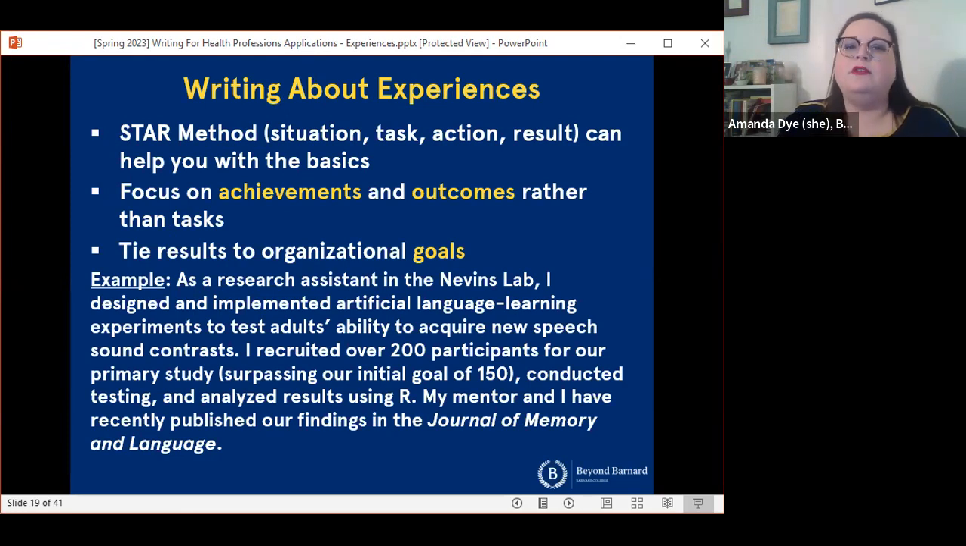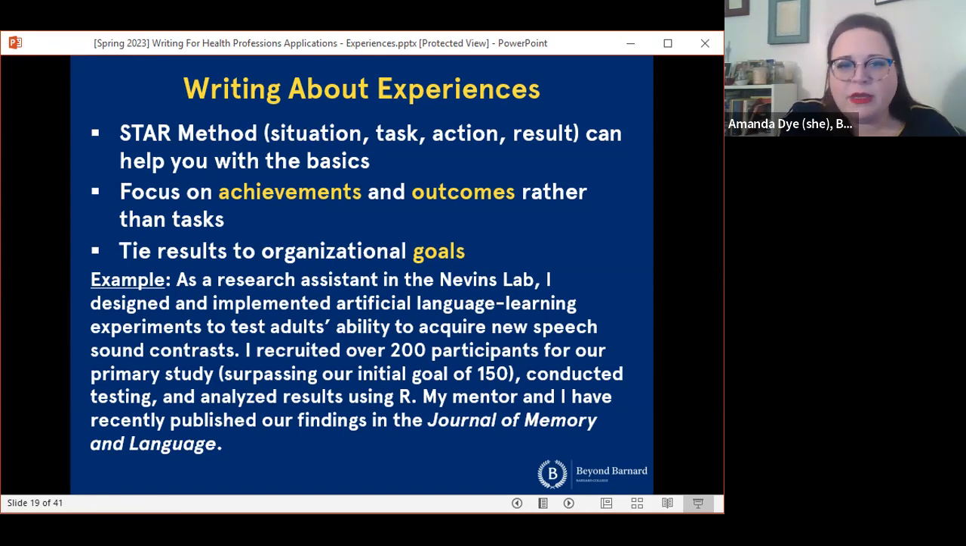So this is a way to definitely start a first draft of any experience. And it's really helpful to focus on achievements and outcomes rather than specific tasks. As in any situation where you're communicating about an experience, it's really helpful to tie your results to organizational goals where that's possible. So if that's increasing engagement on a social media platform with an organization that you are working for, or achieving a particular number of participants involved in a research study, or expanding the membership of a group that you were a leader for, all of those kinds of things can be really helpful for schools to understand.